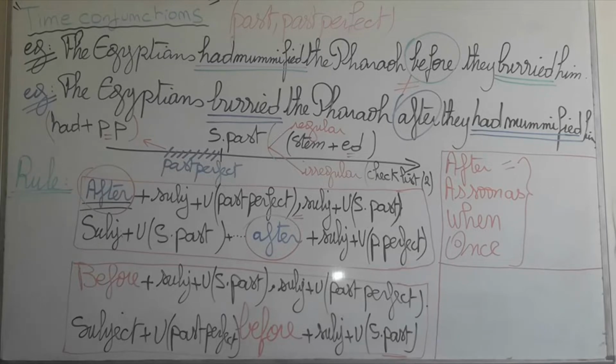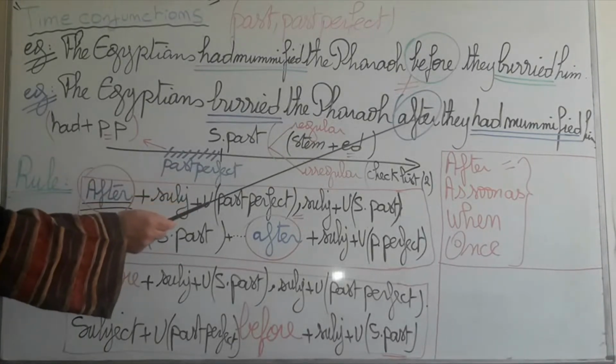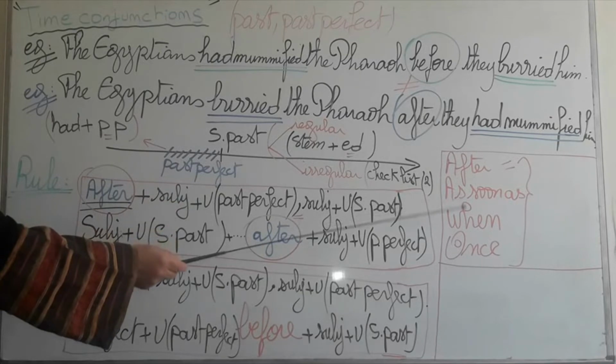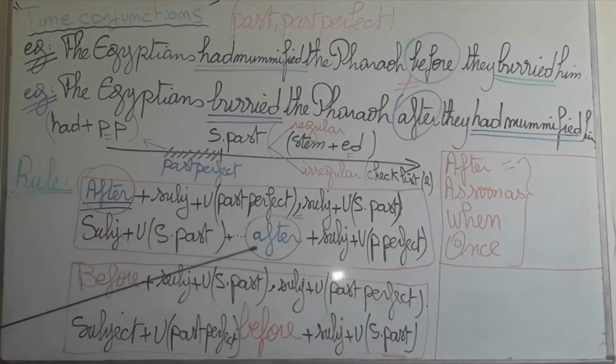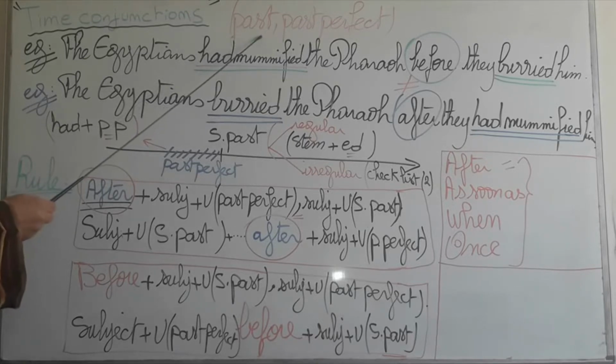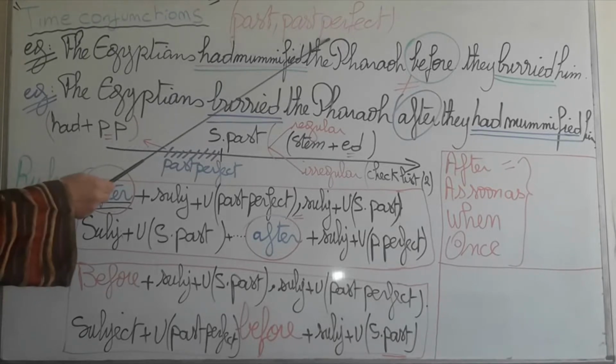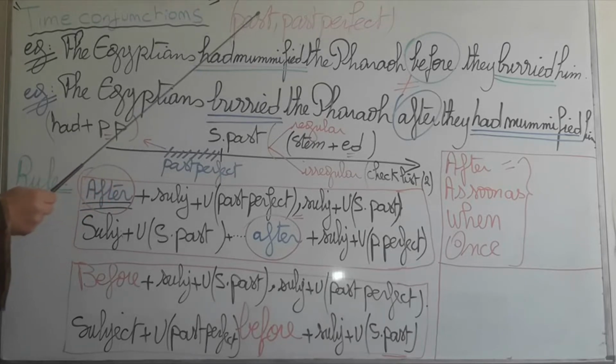We have, for example, before, we have after, we have as soon as, when, and once. So, these time conjunctions differ, since each one is going to need a certain tense. For example, since we are dealing with the past or ancient civilizations, we are dealing راح نتعاملوا مع ال past simple and the past perfect. راح نشوفوا وش معناتها ال past simple وال past perfect.